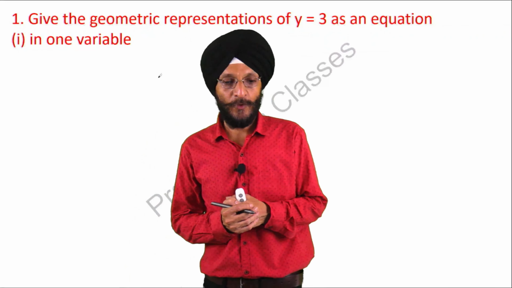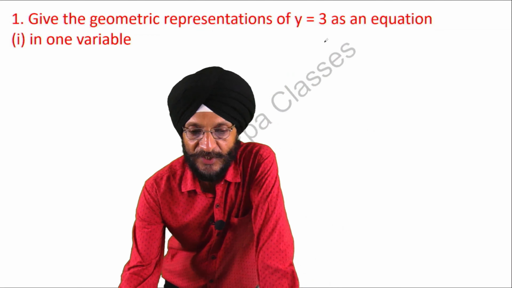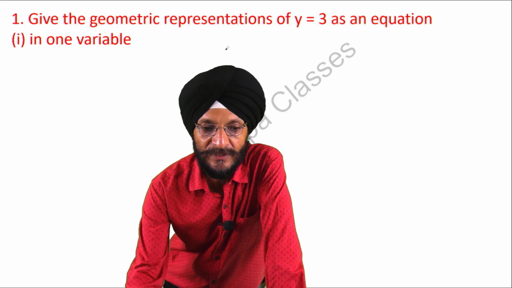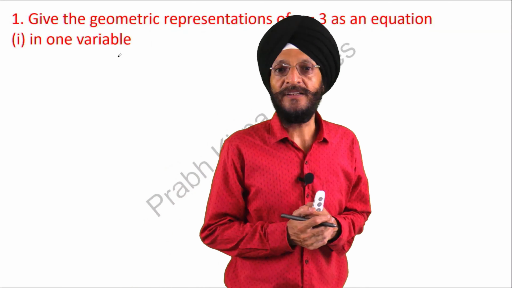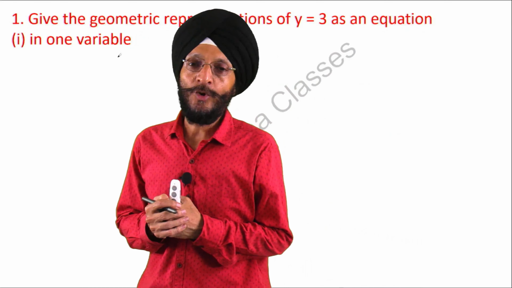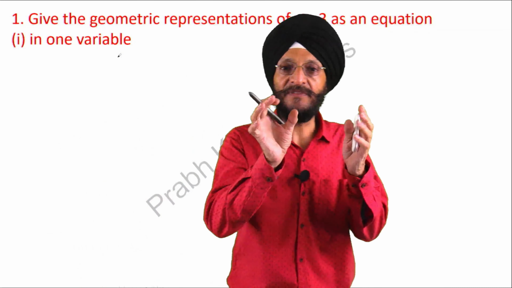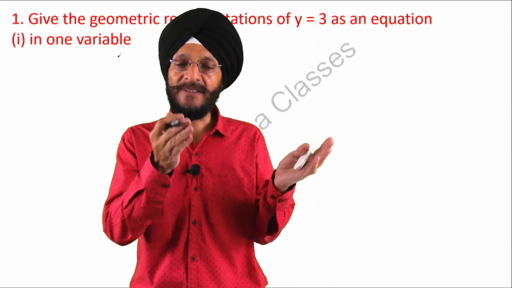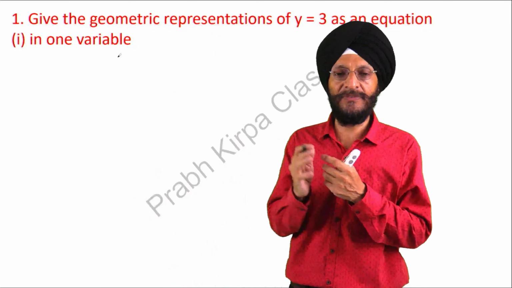Now the question before us is, give the geometric representation of y = 3 as an equation in one variable. We have already learnt that in the case of a linear equation in one variable, there is only one variable given in the equation. The variable may be x or y or p or q or t or any other alphabet.